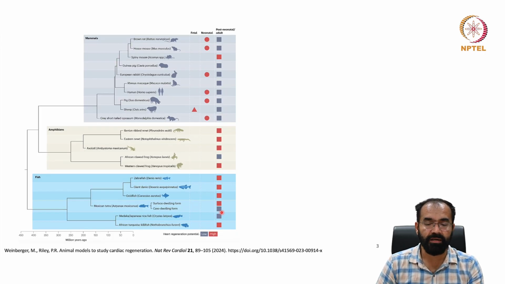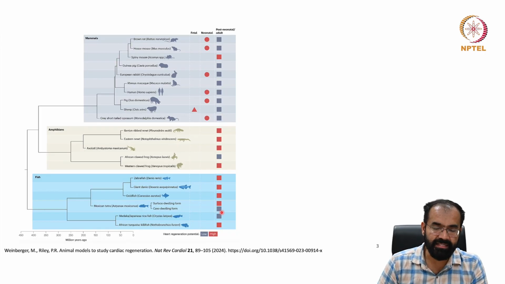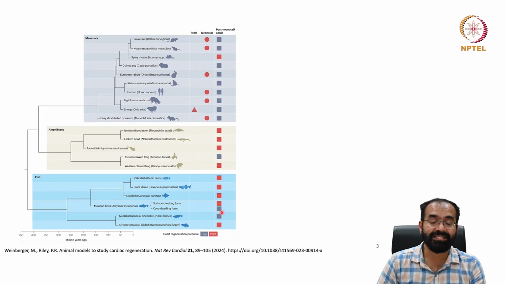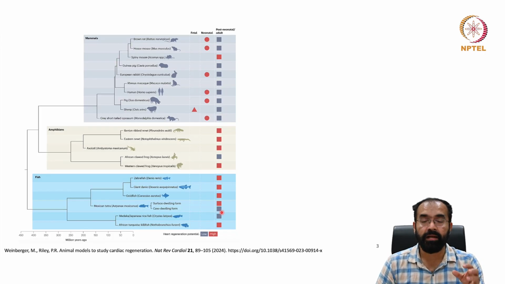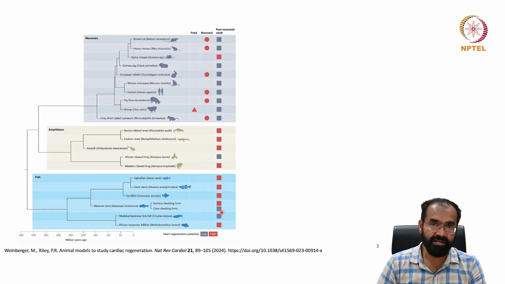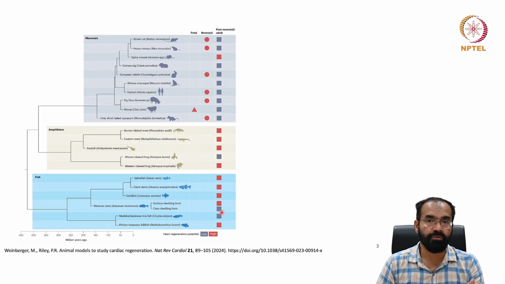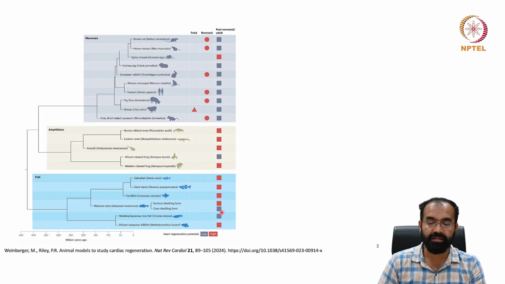Remember, both come under the same genus, Astyanax mexicanus, that is the Mexican tetra. They are the same genus and the same species, but the surface dwelling form has excellent heart regeneration ability. The cave dwelling form, which is basically blind, does not have the ability to regenerate. It is something worth knowing.